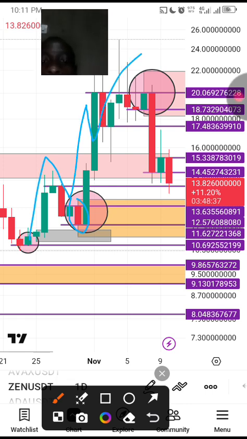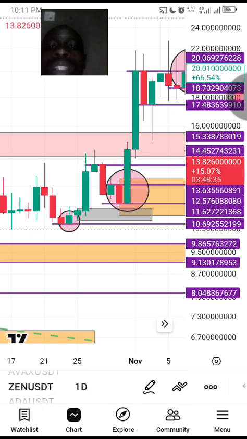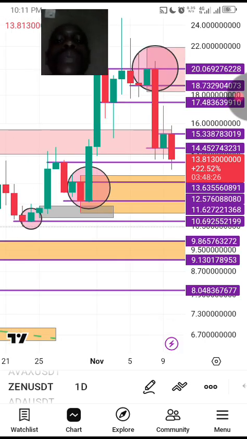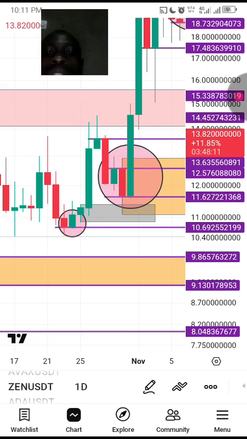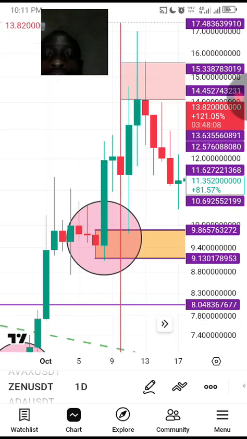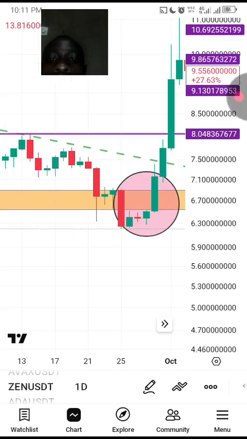So when it is making from a demand zone, make sure that you are serious, and when it is making from the supply zone, be serious, because you might be stopped out anytime. So before entering, what you have to do, always wait. Let me show you, for instance, let us start from here.